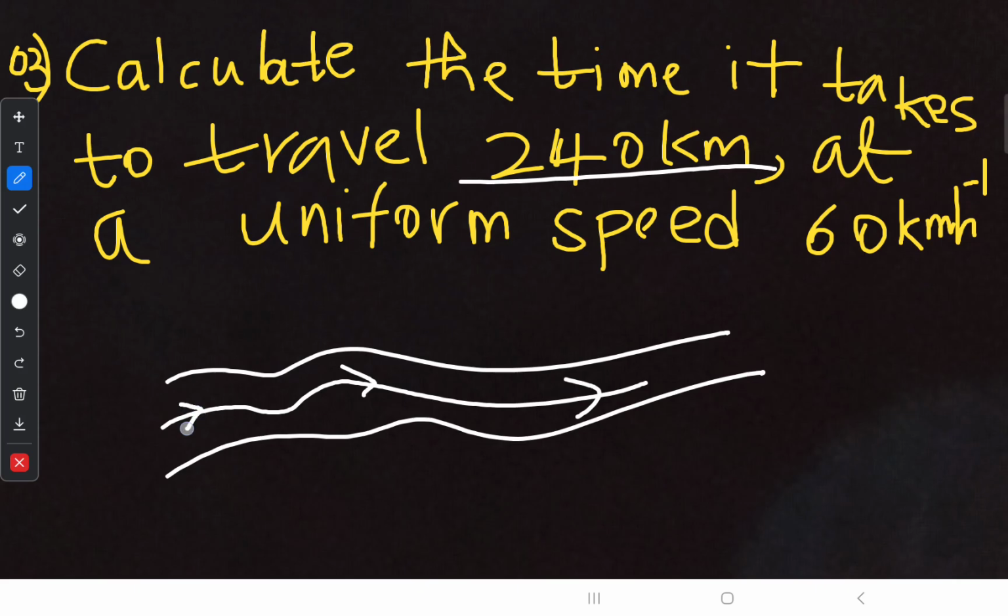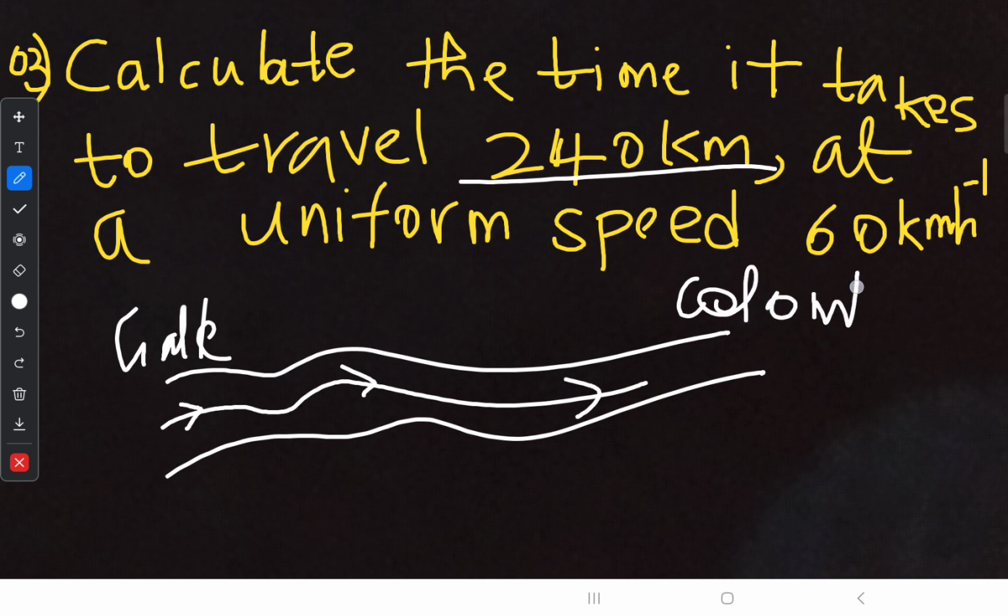Okay, here, a bus going from Galle to Colombo. Is the speed always uniform? No. But we can conclude, by using the average speed, that it is traveling at a uniform speed. Otherwise, we cannot do our calculations. That's why we are using this term uniform speed.